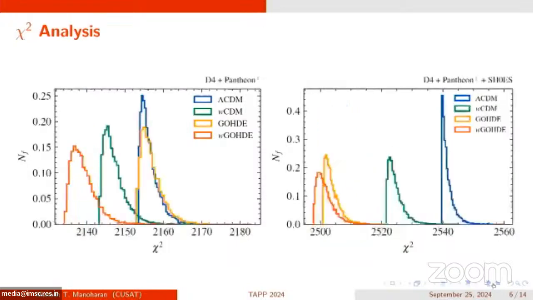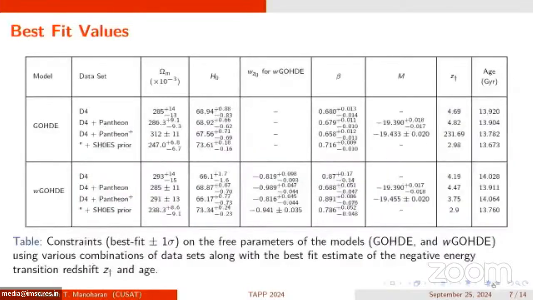But when we include the Pantheon Plus, including the SH0ES prior, you can see that the model tends to be highly differentiated within the chi-square itself before going to other statistical parameters which can differentiate the model. So we can see that the WGHD model is slightly favored by the Pantheon Plus with the SH0ES prior data. So obviously the best fit values have to be discussed.